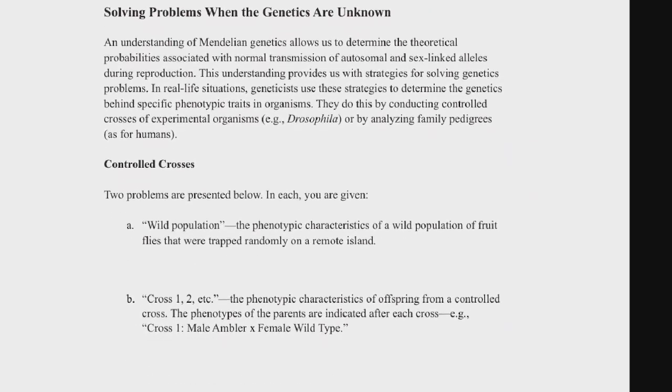Moving on to the next problem set, we'll just read this and then go ahead and move on to the next page. An understanding of Mendelian genetics allows us to determine the theoretical probabilities associated with normal transmission of autosomal and sex-linked alleles during reproduction. This understanding provides us with strategies for solving genetics problems. In real-life situations, geneticists use the strategies to determine the genetics behind specific phenotypic traits in organisms. They do this by conducting controlled crosses of experimental organisms or by analyzing family pedigrees.